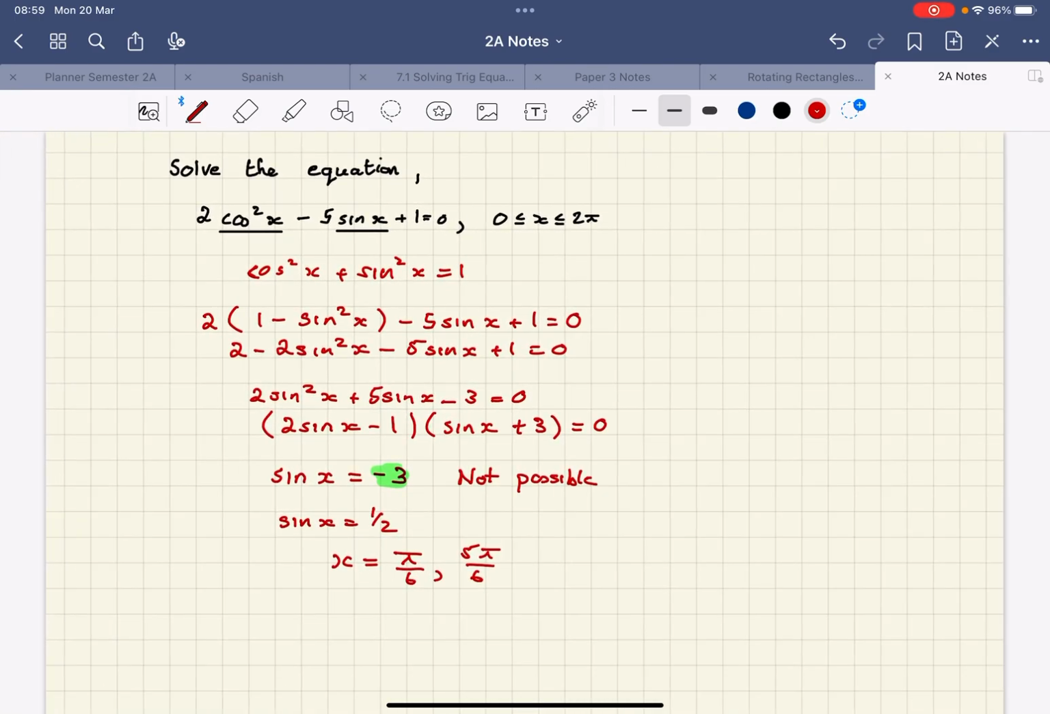So whenever you've got that mixture of cosines and sines, with the squares, try and make it all sine squared x or all cosine squared x. Try and factorise if you can. We're going to have a look at another one in the next video where you can't factorise it.